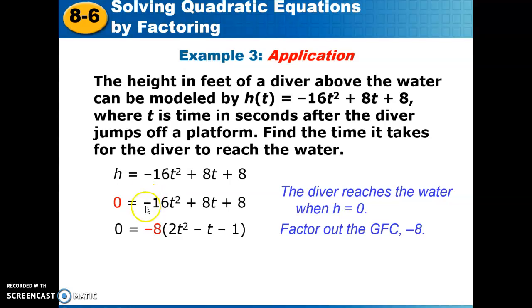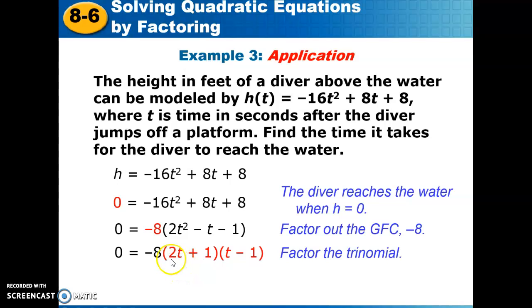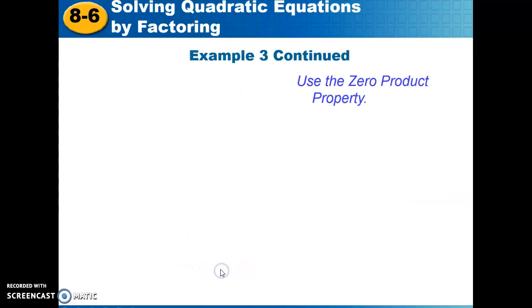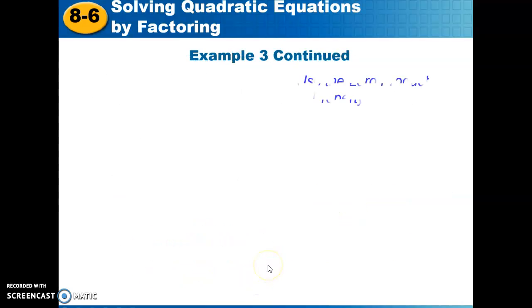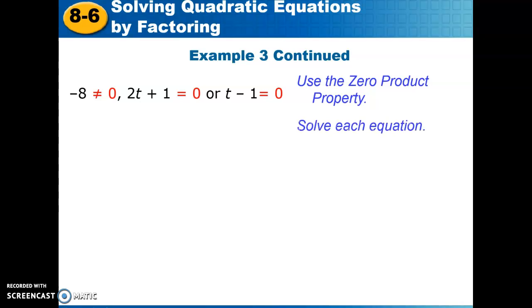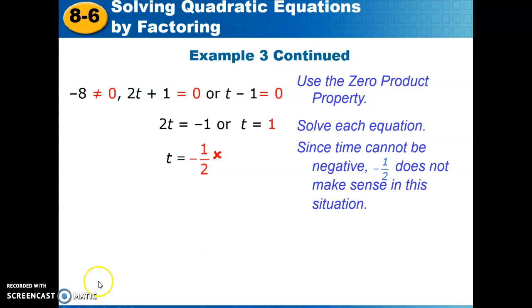We're going to factor, and the first thing we can do is factor out the GCF of negative 8. And then we're left with 2t squared minus t minus 1. We're going to factor the trinomial, and we end up with negative 8 times 2t plus 1 times t minus 1. Then we're going to use the zero product property. So I kind of clicked through that fast, but we're going to take each of these and set them equal to 0 and solve for t. So when we solve for t, we get t equals negative 1/2.